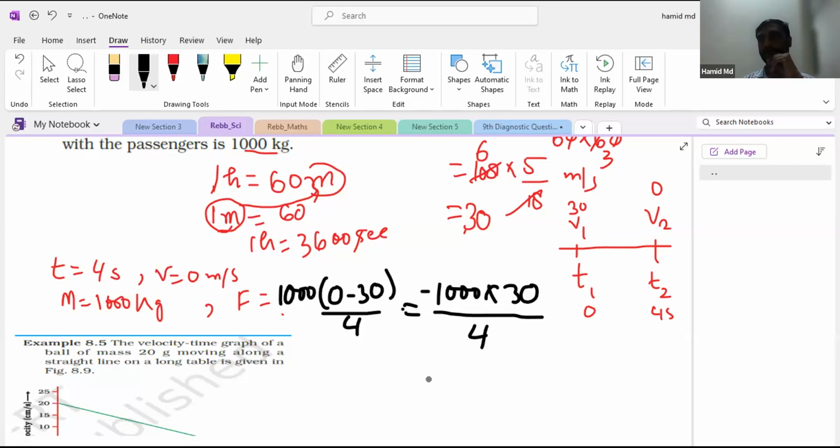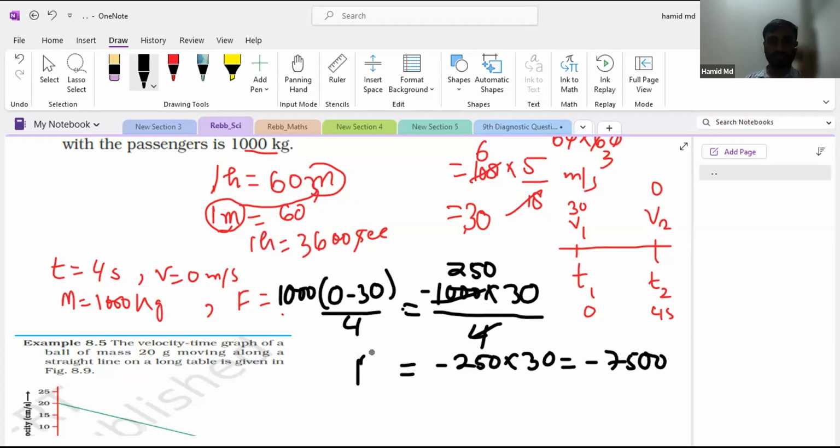There's no harm, na? Okay, so what next? Then you can cut 4 with 1,000. It will become minus 250. Then minus 250 into 30 is equal to minus 7,500. Right? Yes, sir. So this is our force, right?